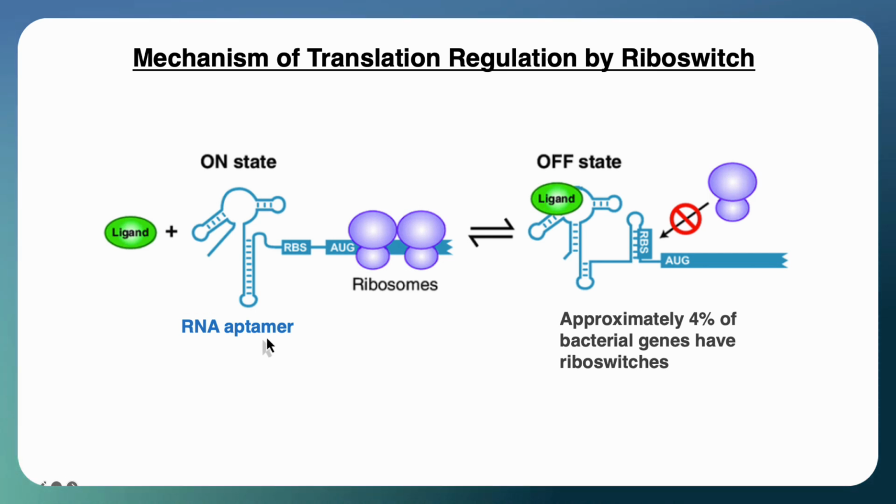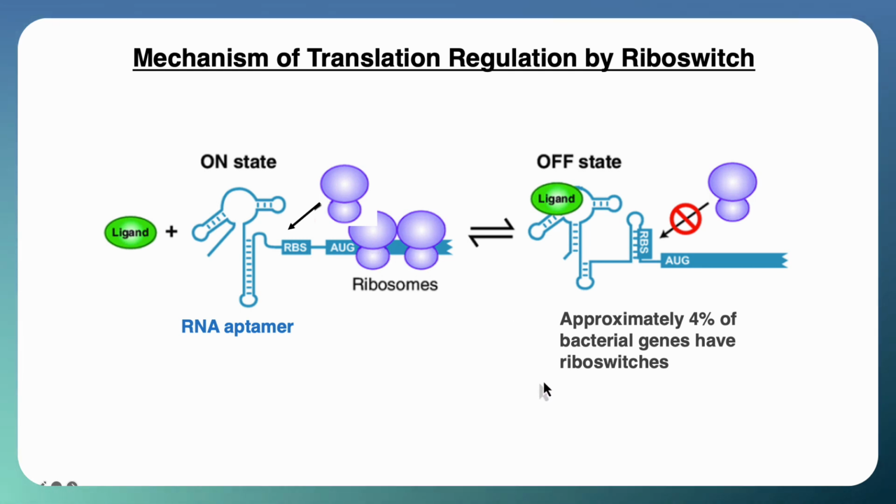This is an illustration of a riboswitch. Multiple hairpin structures are arranged at the 5' end of the mRNA, forming a complex three-dimensional structure. When the 5' end of the mRNA has the structure shown on the left, the ribosome binding site is exposed, allowing the ribosome to start translating the mRNA.